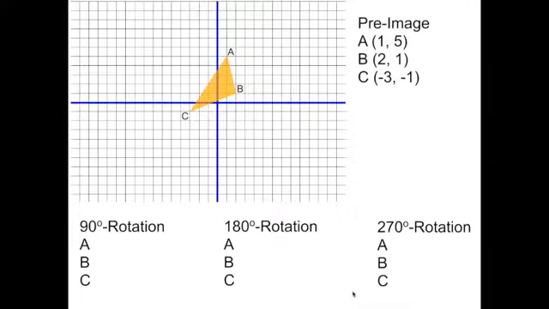Now I know that I told you in the beginning that I'm going to show you a shortcut, and here it is. So on your piece of paper, in your coordinate grid that you've got, go ahead and plot these points A, B, and C. That's going to be our pre-image. Okay, so A is going to be at (1, 5), B will be at (2, 1), and C will be at (-3, -1).